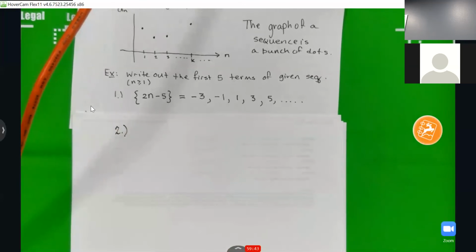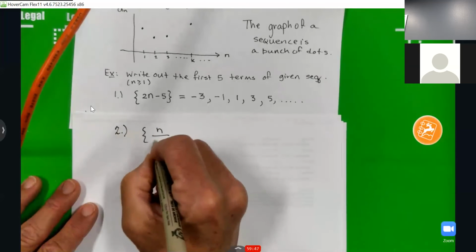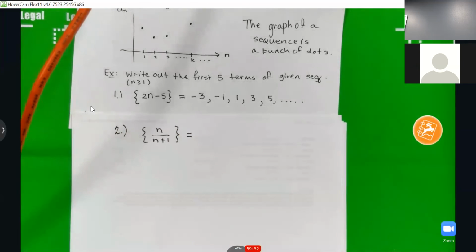The next example, let's go with n divided by n plus 1. Give me the first 5 terms of that.